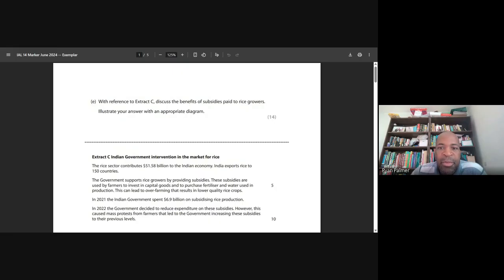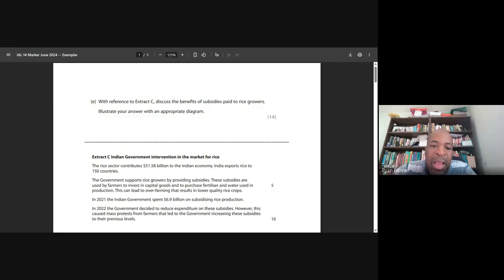for the second point. So here the question is, with reference to extract C, discuss the benefits of subsidies paid to rice growers and illustrate your answer with an appropriate diagram. So again, you want to make sure that you're talking about the benefits of subsidies, and then that you're drawing an appropriate diagram. So you must know your subsidy diagram. And then, of course, you must link back to extract C.